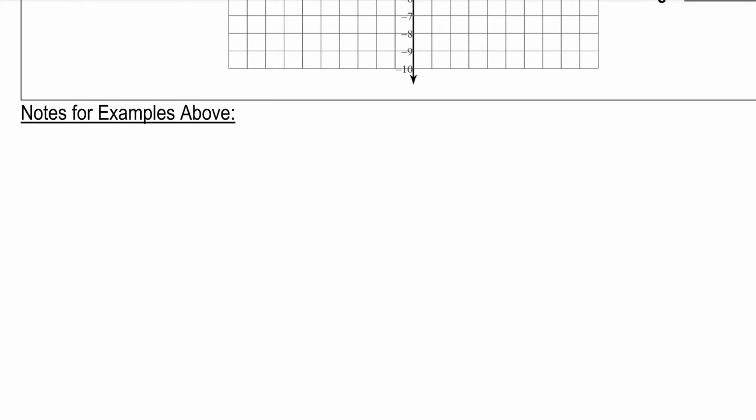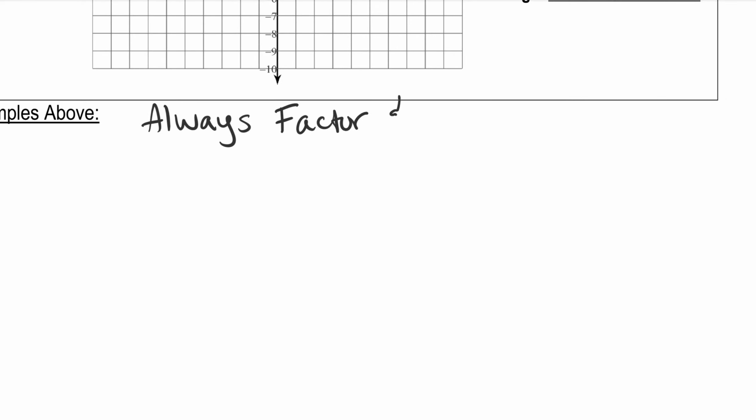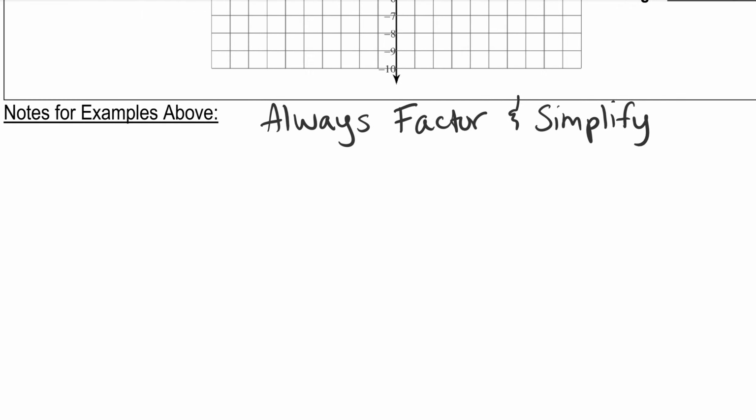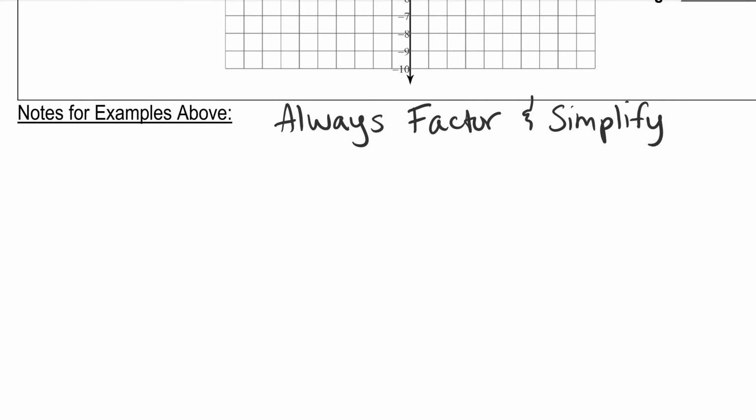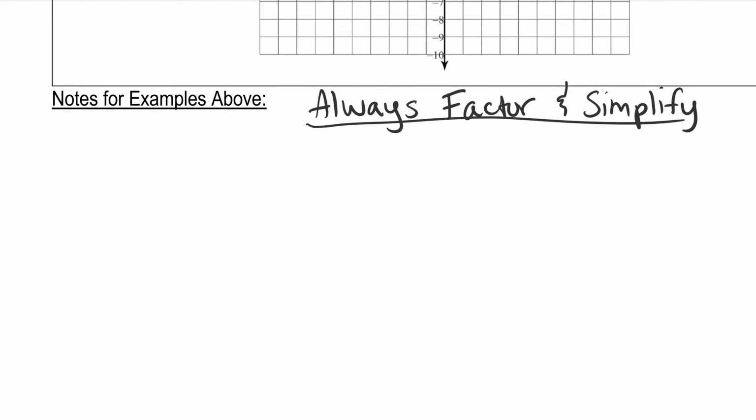So, with rational functions, the first thing you always want to do before anything else is always factor and simplify. Because if I don't do that first, some of these you won't be able to find. Second, you won't have the correct answer every time either. So always factor and simplify. Alright, so let's start with the first thing.